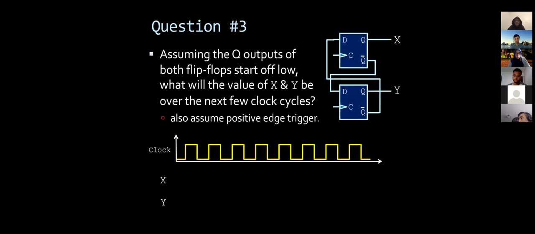So here there's another question that is similar in spirit. You can essentially build a lot of units like D latches and SR latches, and now we can make a lot of different combinations with them, including the flip-flop. So here the question is, assuming that the Q outputs of both flip-flops start off low, what will the value of X and Y be over the next few clock cycles? You can assume that those latches are positive edge triggered.